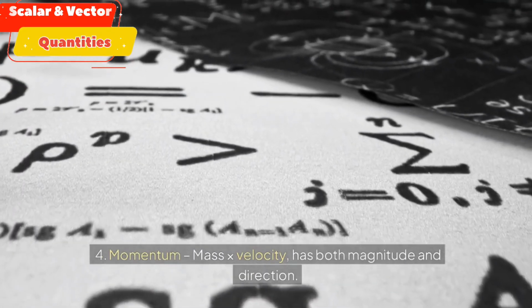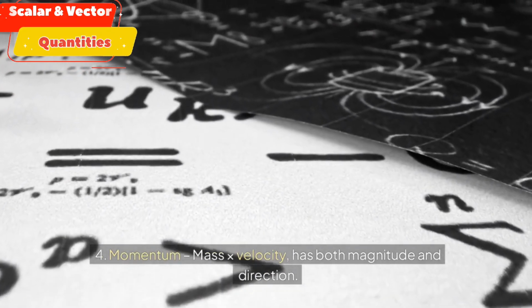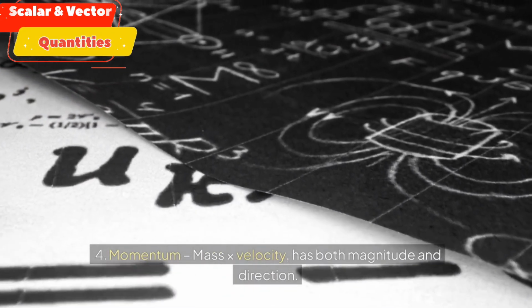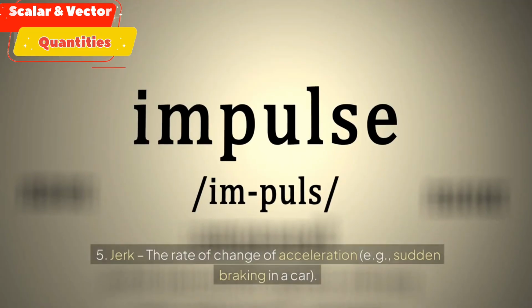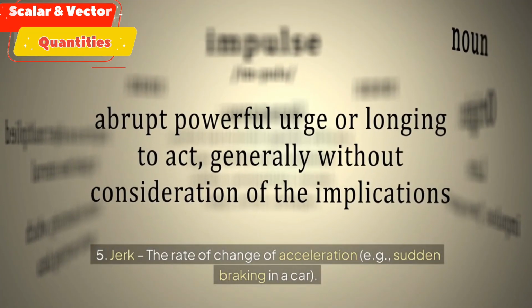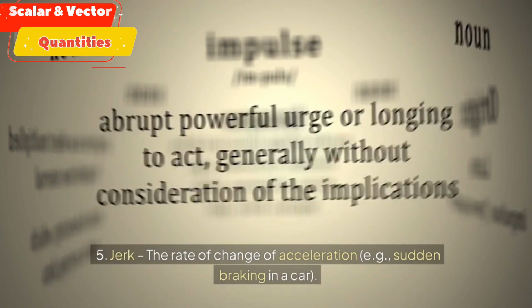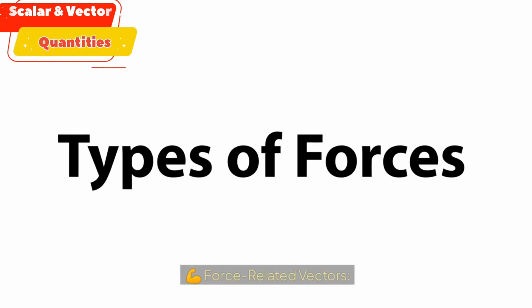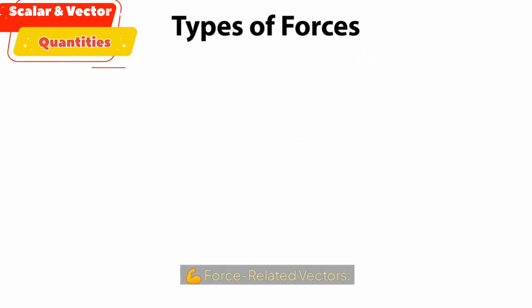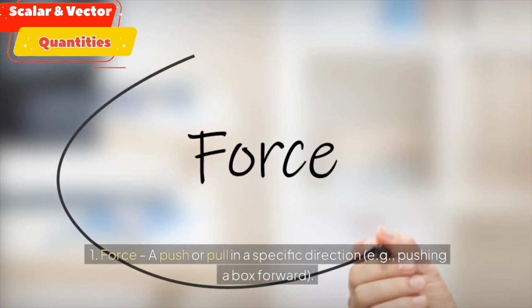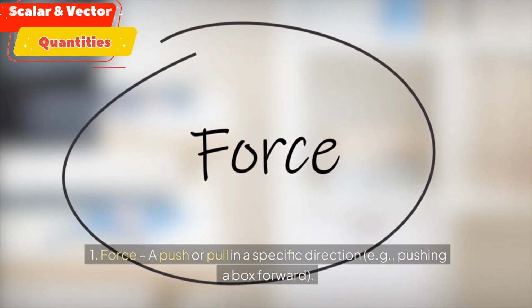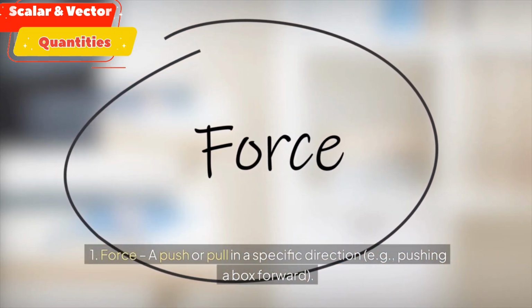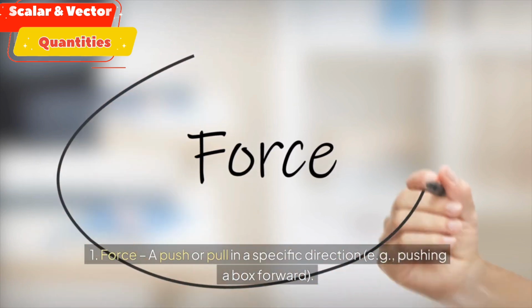4. Momentum, mass times velocity, has both magnitude and direction. 5. Jerk, the rate of change of acceleration, for example, sudden braking in a car. Force-related vectors. 1. Force, a push or pull in a specific direction, for example, pushing a box forward.